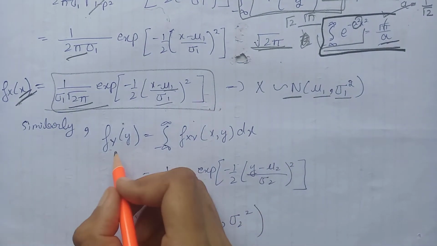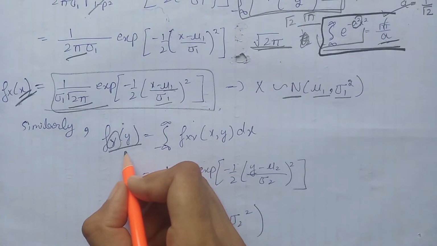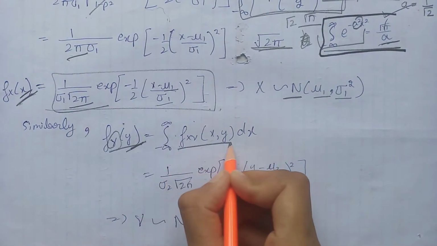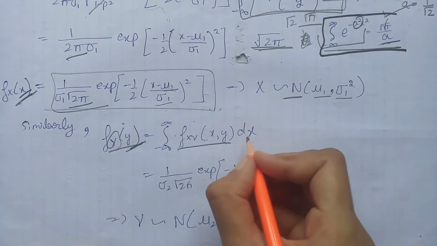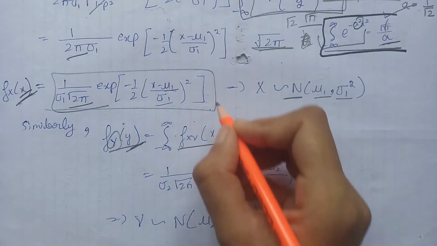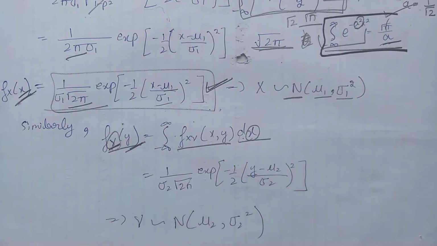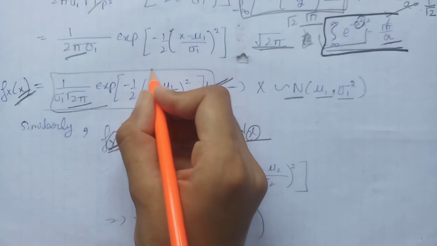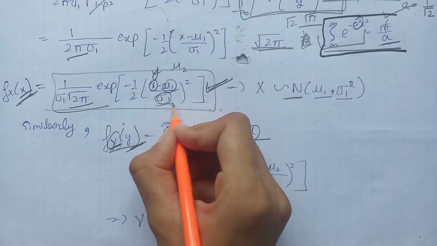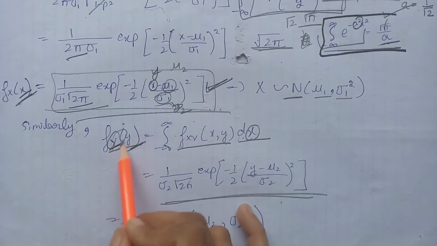In a similar way, we can calculate the marginal distribution of our y random variable, where the marginal PDF of our y random variable is equal to the integration of the joint PDF of x and y with respect to the opposite variable, that is dx. Now we can use this answer for calculating the marginal PDF of our y. That is, in place of x we will write y, and in place of mu 1 and sigma 1 we write mu 2 and sigma 2. So in this way we get the marginal PDF of our y also.